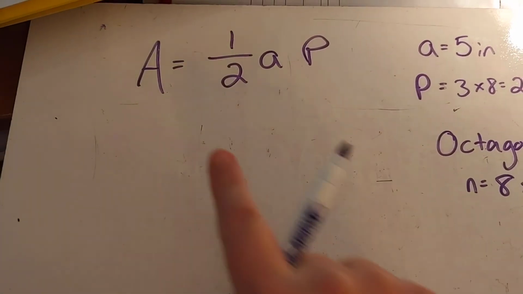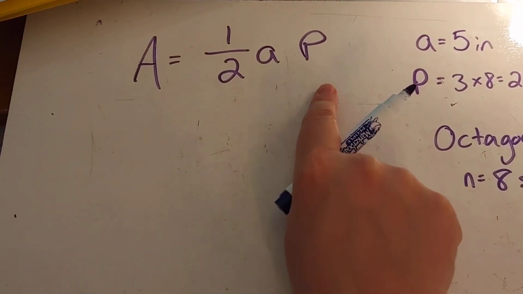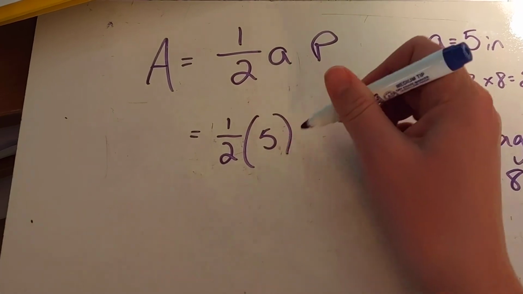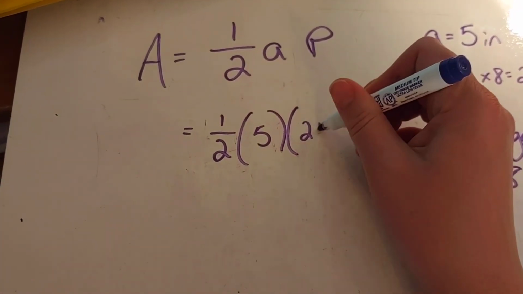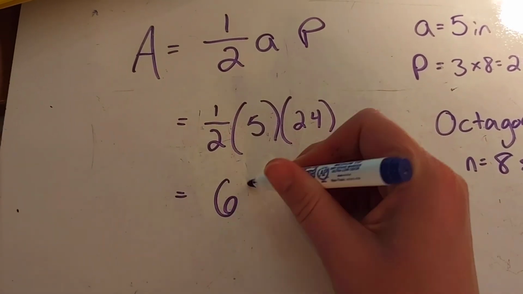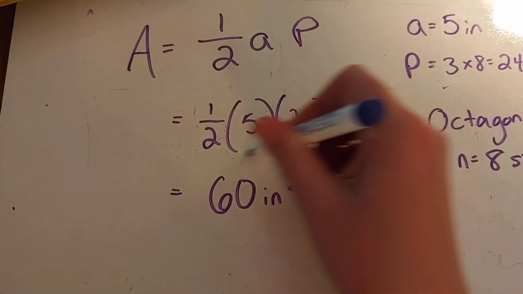Now, since it says what is the area of a regular octagon, I know I'm using my formula, area equals 1/2 apothem times perimeter. So area equals 1/2 times 5 times the perimeter of 24. If I multiply all that together, I'm going to get 60 inches squared.